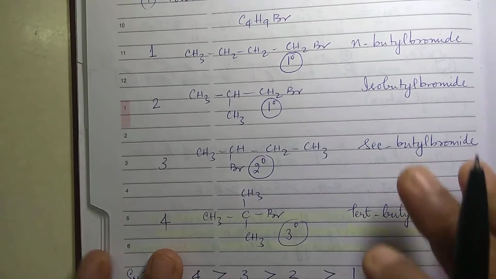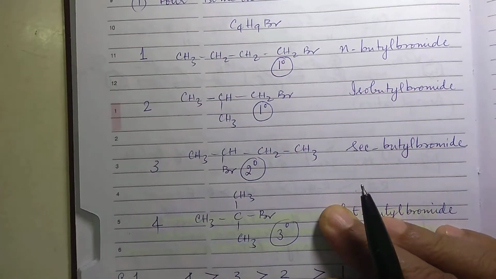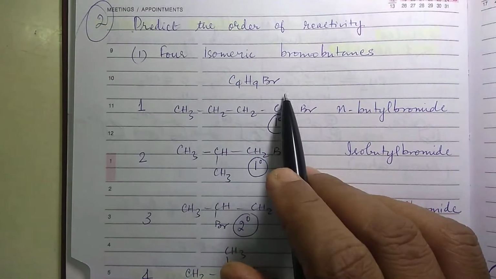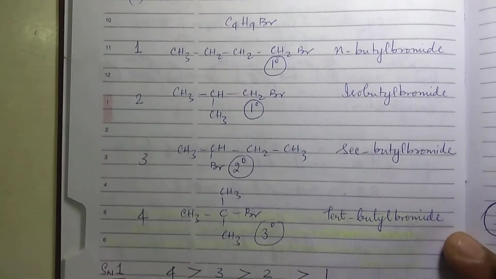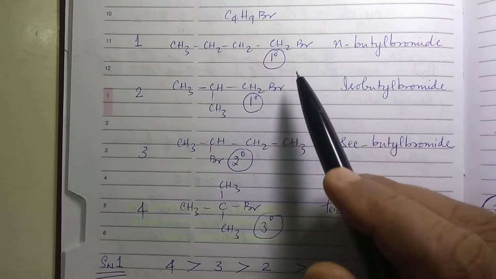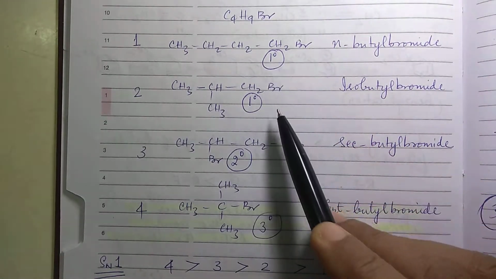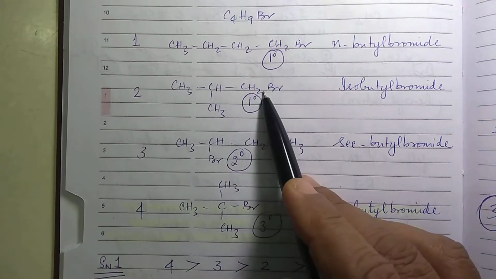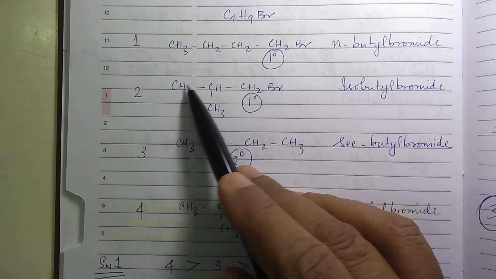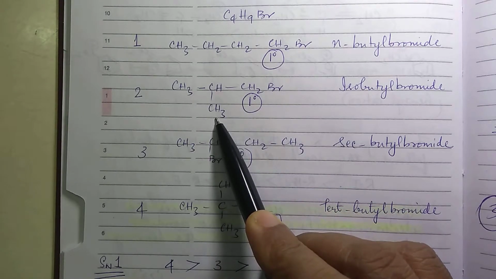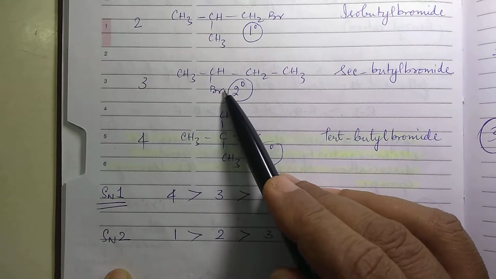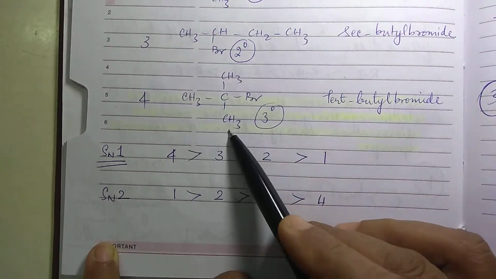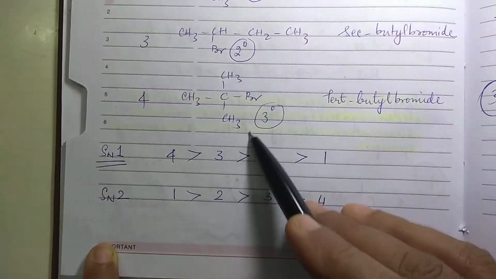Same way, predict the order of reactivity for 4 isomeric bromobutanes, C4H9Br. You have to write the 4 isomers. What are the 4 isomers? First understand that. Br attached to the first carbon. Br again attached to the first carbon, but the length of the carbon chain is different. It's a 4 carbon chain. This is a 3 carbon chain with a branch at the second position. Then you have bromine attached to the second carbon, that is secondary. Then bromine attached to the carbon which is tertiary. So these are the 4 isomers.